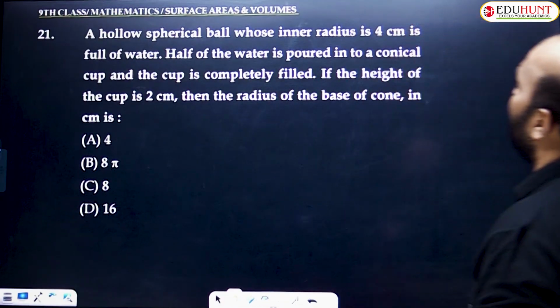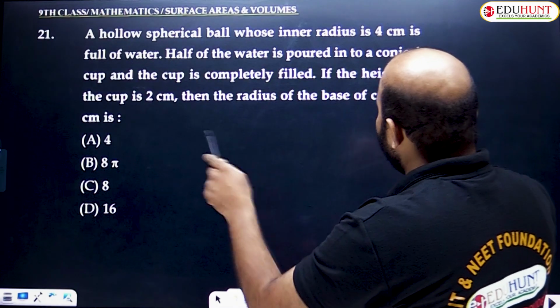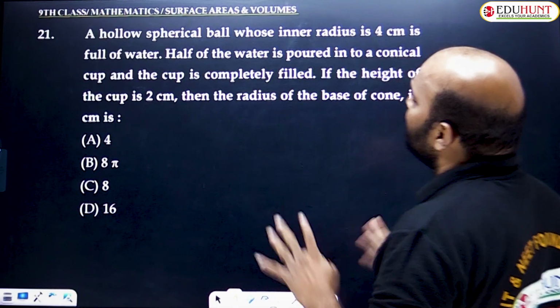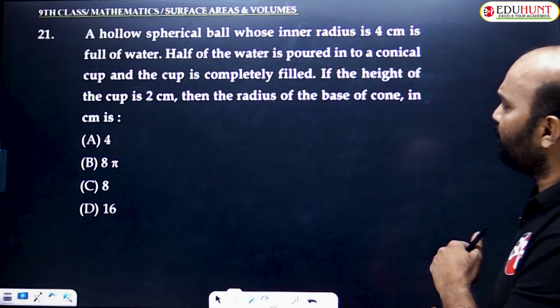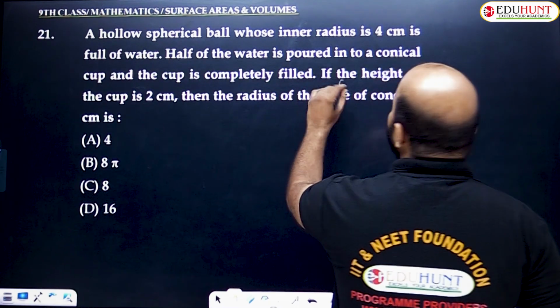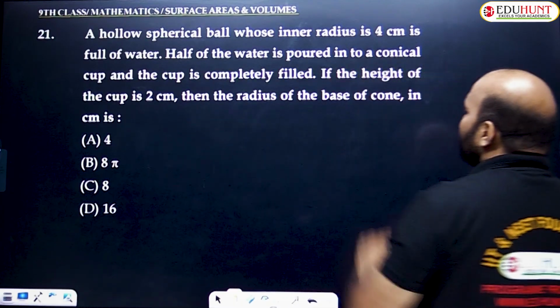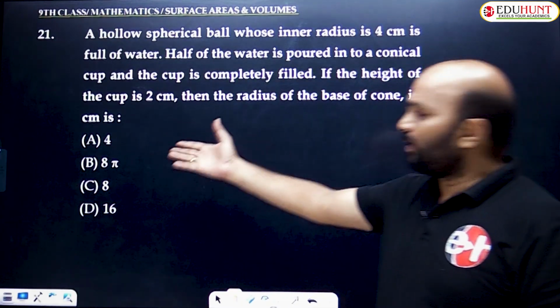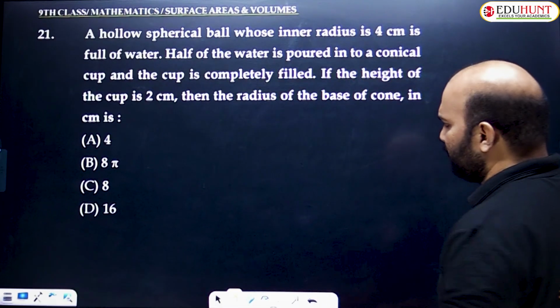A hollow spherical ball whose inner radius is 4 centimeters is full of water. Half of the water is poured into a conical cup and the cup is completely filled. The height of the cup is 2 centimeters. Then the radius of the base of the cone in centimeters is asked. Option A 4, option B 8 pi, option C 8, option D 16.